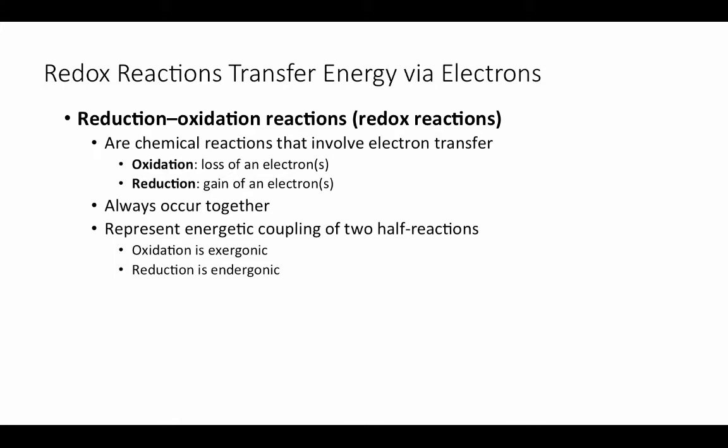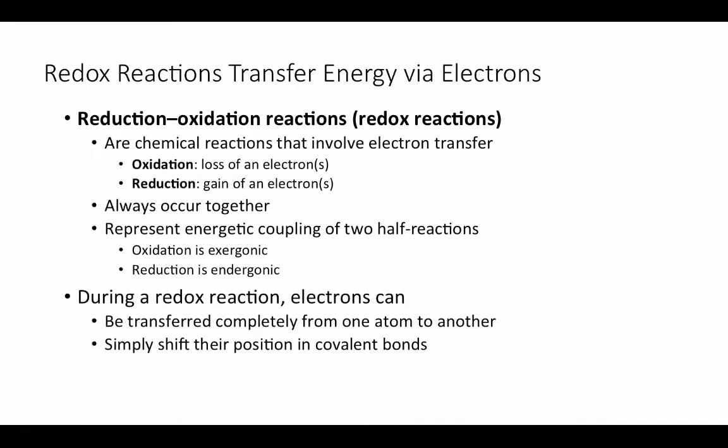And these reactions represent another energetic coupling of an exergonic and an endergonic reaction. And we think of these in terms of two half reactions. The oxidation part of it is exergonic, it's energy releasing, and reduction is endergonic, it's energy absorbing. So during a redox reaction, electrons can be completely transferred from one atom to another, or they can simply shift their position in covalent bonds because of changes in the relationship between the two atoms and their electronegativity.